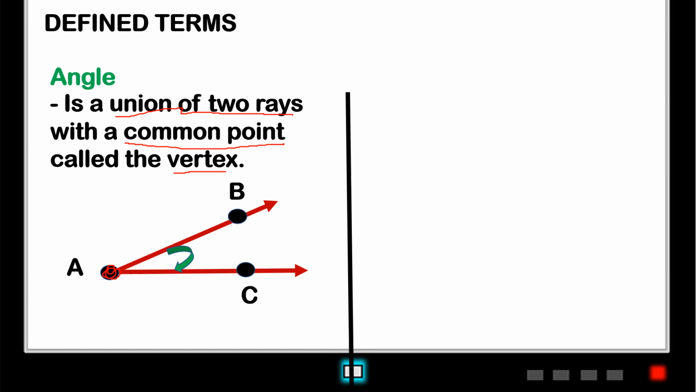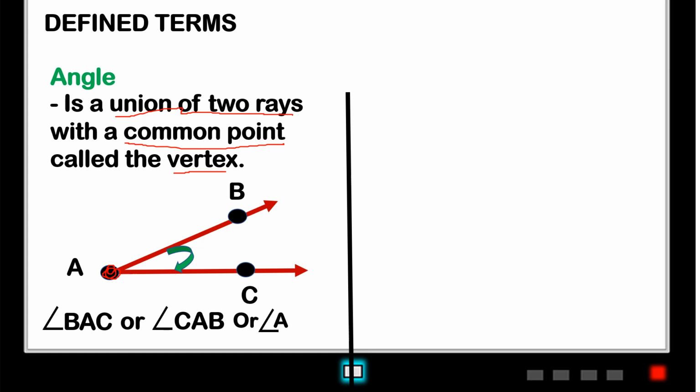And how do we represent an angle? An angle, pag ang ginamit po natin is tatlong letters, it is represented by capital letters. So, it could be angle BAC. Or, pwede pong pabaliktad. It could be angle CAB. Or, pwede rin namang angle A. Ganun lang mag-represent ang angle.